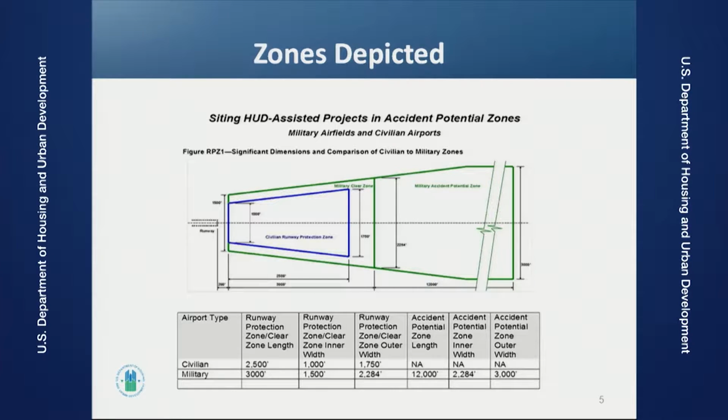I added this diagram just to show you the difference between the civilian airport clear zone and the military airfield clear zone. You can see the civilian airport runway clear zone in blue, and it is 2,500 feet. No project is allowed in the clear zone, and there are no distances after that clear zone that you have to be worried about, as there is with the military airfield.